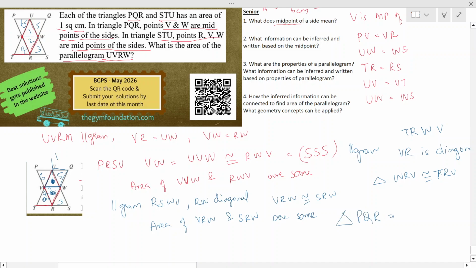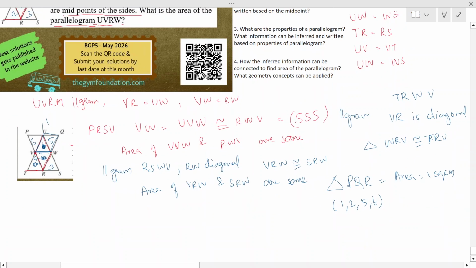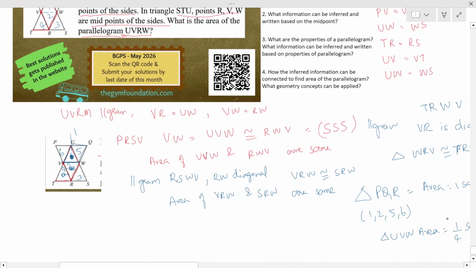So this is a very important finding which will help us proceed further, because the triangle PQR in the given information has an area of 1 square centimeter and is made of how many small triangles? PQR is made of triangles number 1, 2, 5 and 6, so 4 triangles. So what is the area of just one triangle UVW? It should be 1 by 4, because there are 4 equal equilateral triangles. So 1 by 4 square centimeter.